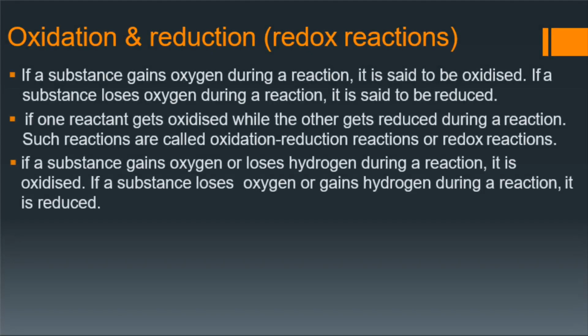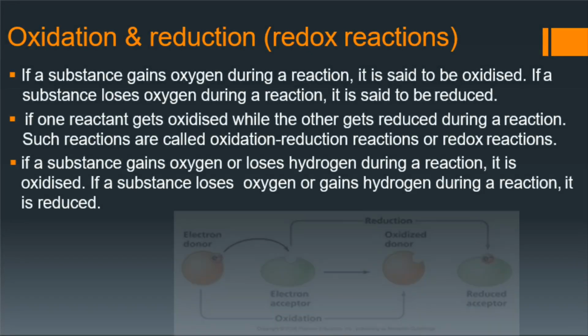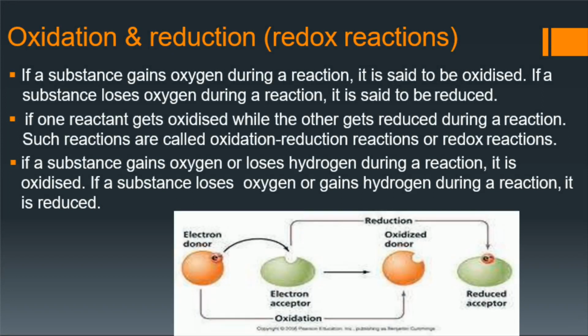Oxidation-reduction reactions, or redox reactions, are chemical reactions in which a reactant gains oxygen or loses hydrogen, or loses oxygen or gains hydrogen. Oxidation occurs when one reactant gains oxygen while the other is reduced, and reduction occurs when one reactant gains hydrogen while the other is oxidized.